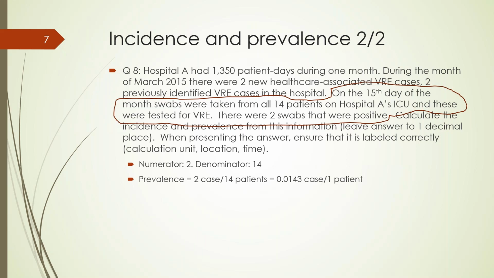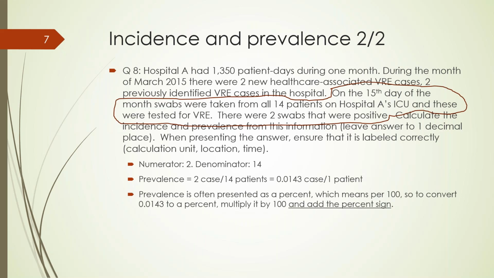So your prevalence is 2 divided by 14 equals 0.143 for every patient. And because prevalence is often described as a percent, so that means per 100, you can convert the 0.143 to a percent by just multiplying it by 100. And please make sure that you add the percent sign. That's a common error that students will make. So the answer for the prevalence part of this question was the VRE prevalence in Hospital A's ICU on March 15th was 14.3%.